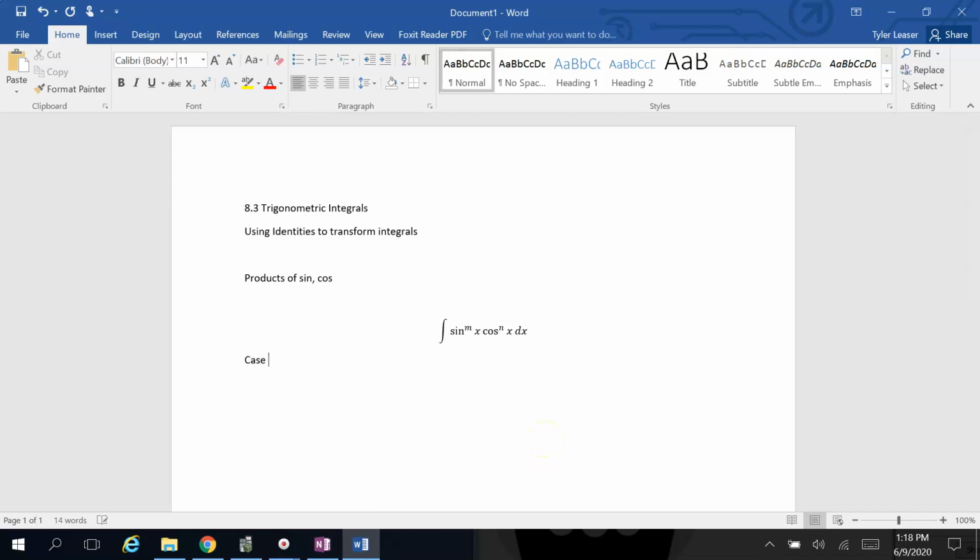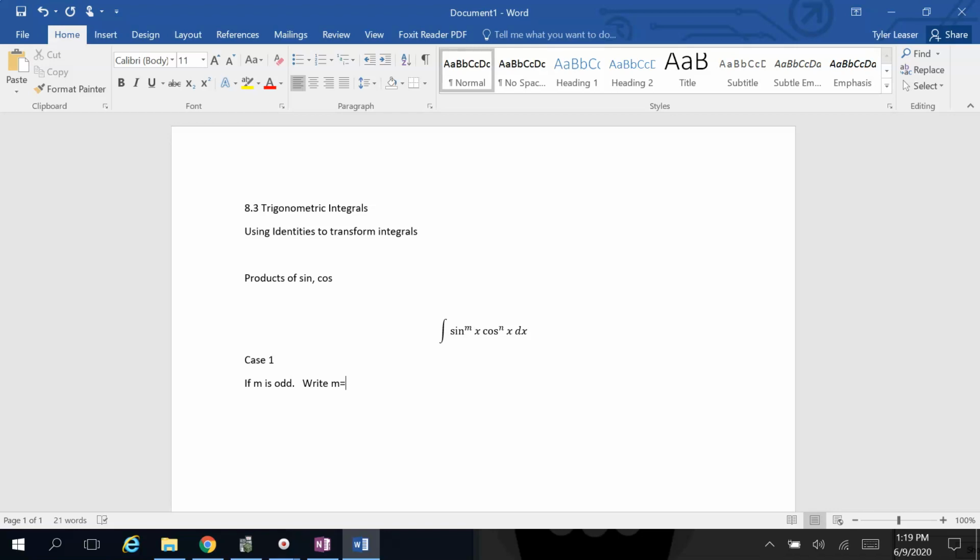All right, we're going to break this down into three different cases here. The first case that we want to look at is, let's look at what happens if the exponent on the sine is an odd exponent. If the sine does have an odd exponent, regardless of what the exponent is on the cosine, or even if there is a cosine, we're going to do a little clever trick here.